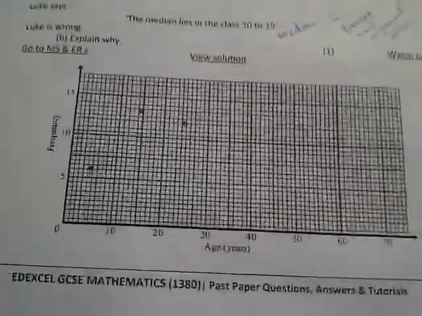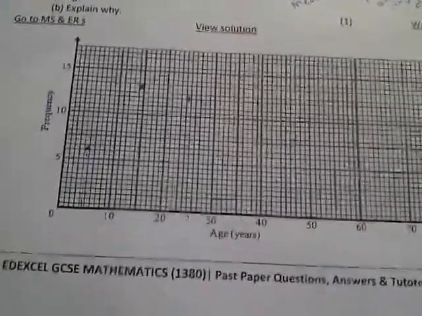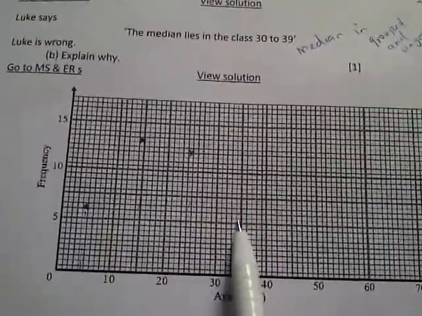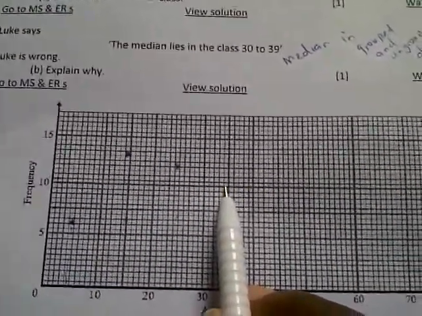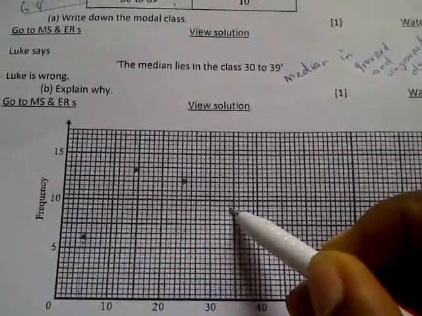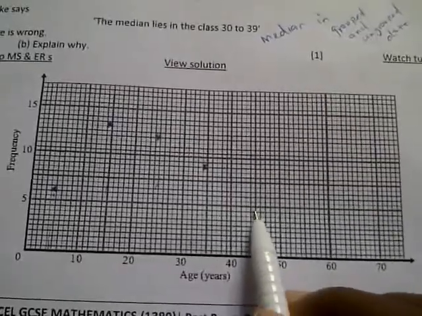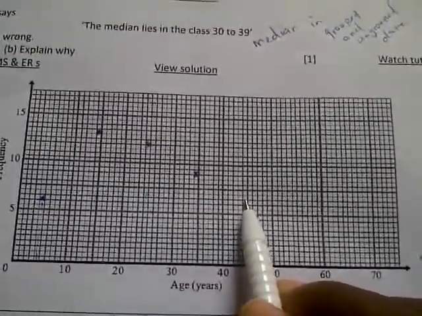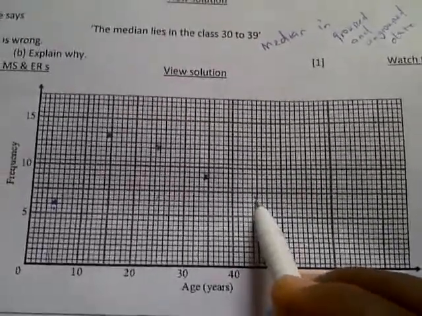Now the next one is 34.5 and 9. This is 35. 34.5 will be in between, so we trace 9 to it. This is 10, this is 9.5, this is 9. You have it here. Now the next one is 44.5 and 7. So 44.5 will be in between here, and this is your 5, this is your 5.5, this is your 6, this is your 6.5, this is your 7. So it's going to be here.